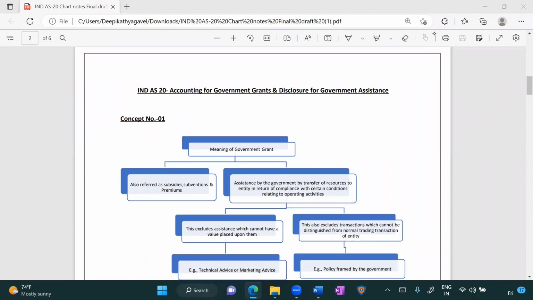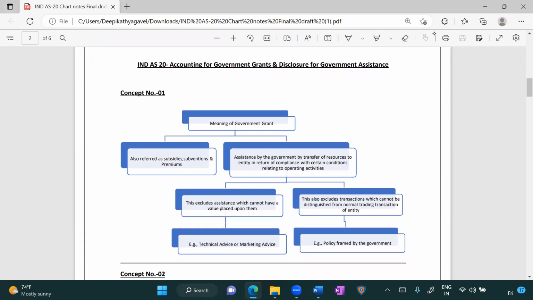Today we'll be revising IND AS 20 Accounting for Government Grants and Disclosure for Government Assistance. A relatively very simple standard, so we'll be able to quickly revise the same. As you know, the objective of this video series is to give you a pilot view of the entire standard, and for this purpose, we have divided the various principles of the standards as concepts. Right? So without any further delay, let's get into the revision.